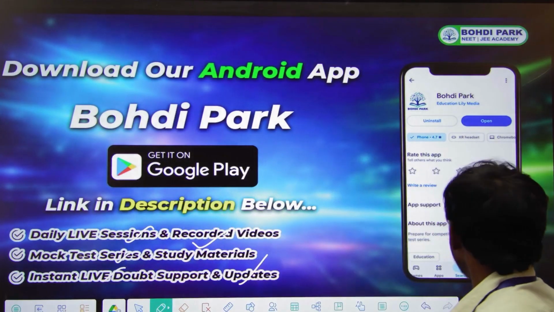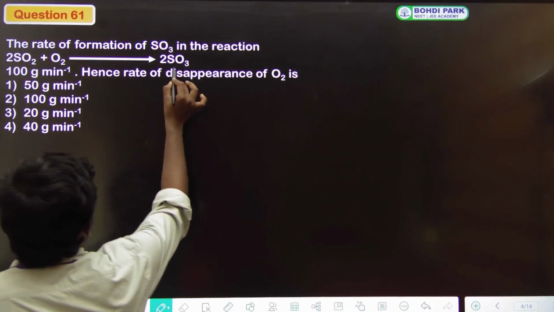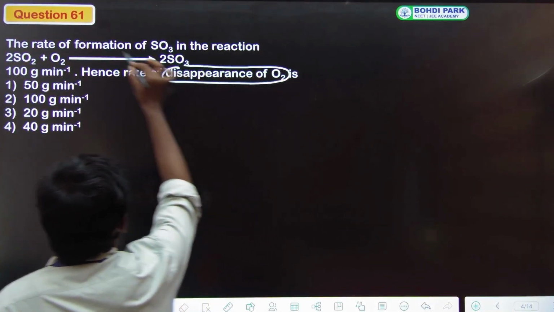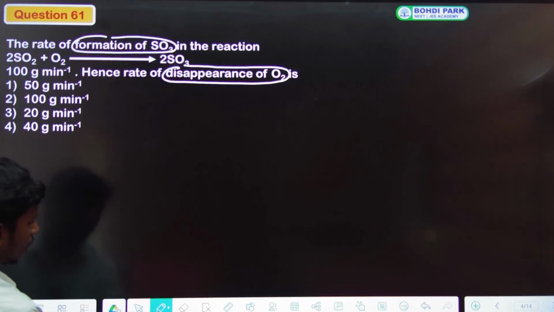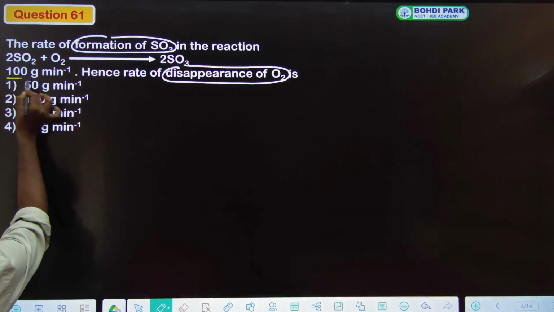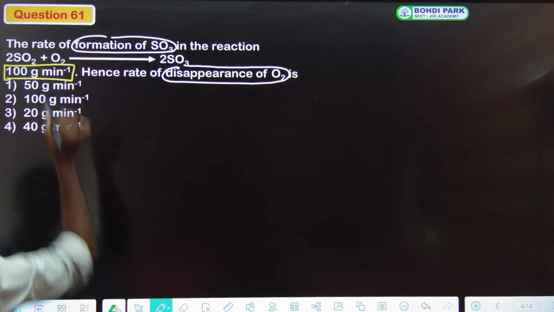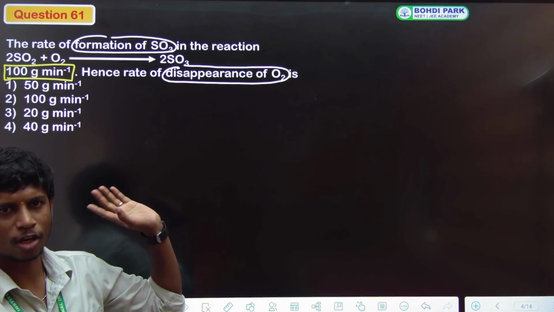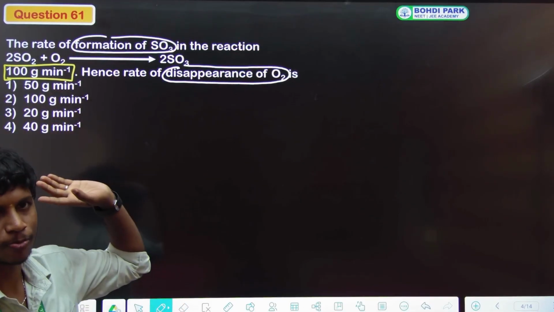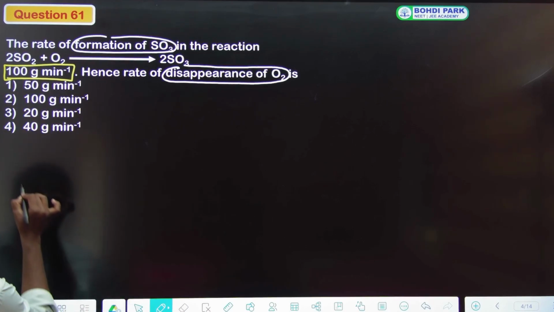The first question of our day is we have to calculate the rate of disappearance of O2. What is given? Rate of formation of SO3 is given. It is given as 100 gram per minute. But usually they give the value in mole per minute. Now it is given as gram per minute, so you have to convert that into mole per minute first.